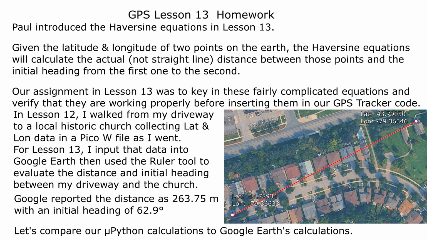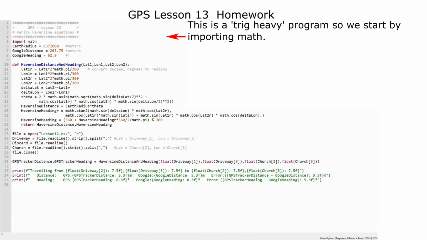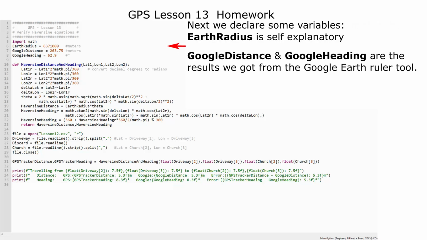Let's compare our MicroPython calculations to Google Earth's calculations. This is a trig-heavy program, so we start by importing math. Next, we declare some variables. Earth radius is self-explanatory. Google distance and Google heading are the results we got from the Google Earth ruler tool.